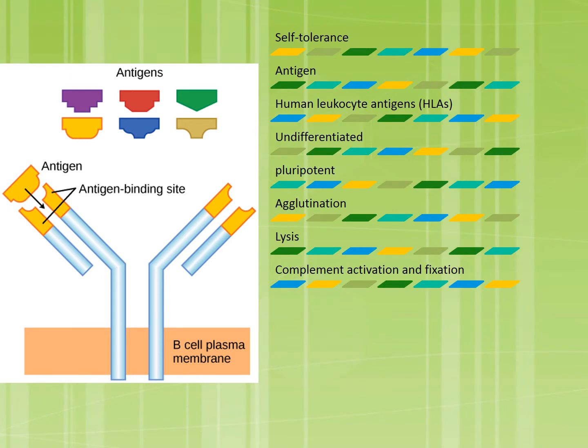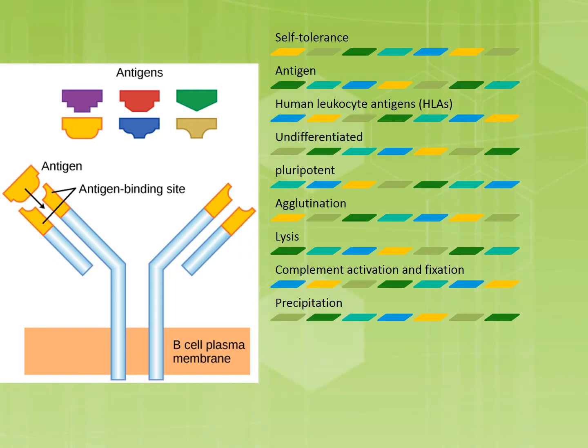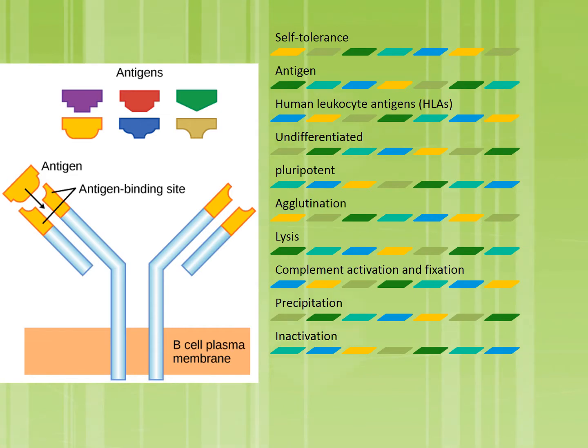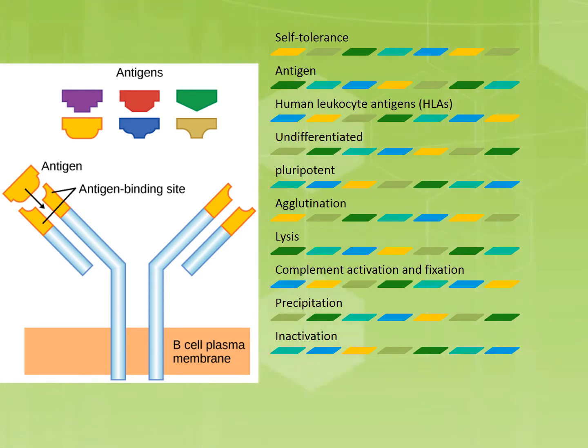Complement activation and fixation are actions triggered by some classes of antibodies that can remove or destroy antigens. Precipitation is the formation of large insoluble antigen-antibody complexes during the antibody binding process. Inactivation is the process of binding an antibody to an antigen to cover the antigen's active site and to make the antigen harmless without destroying it, also called neutralization.